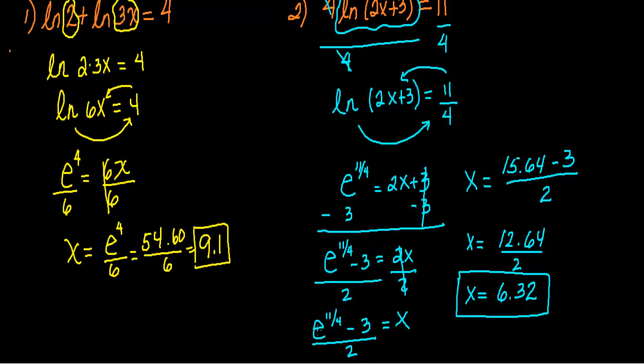So what you do in your calculator is you raise e to the 2.75 power, and you get 15.64. You subtract 3 from that, and you get 12.64, and you divide by 2, and you get 6.32.